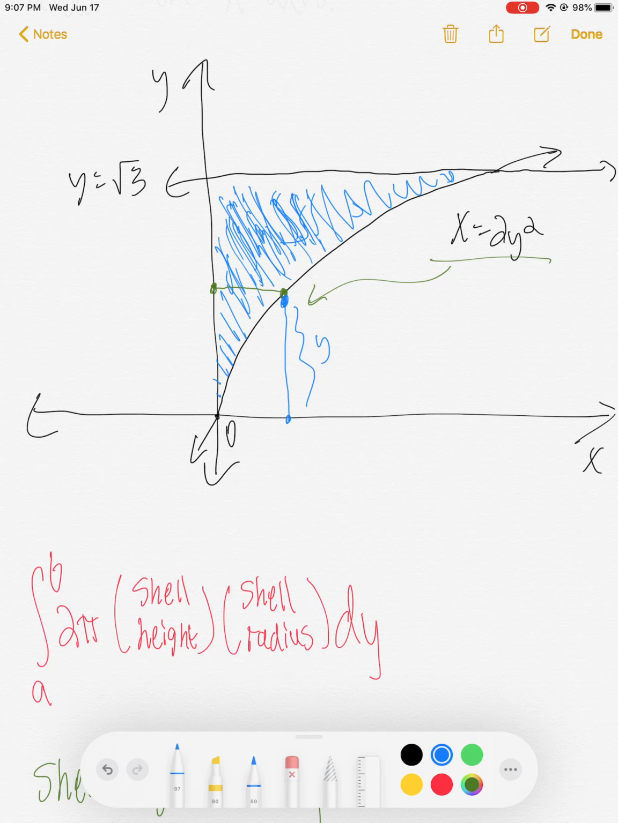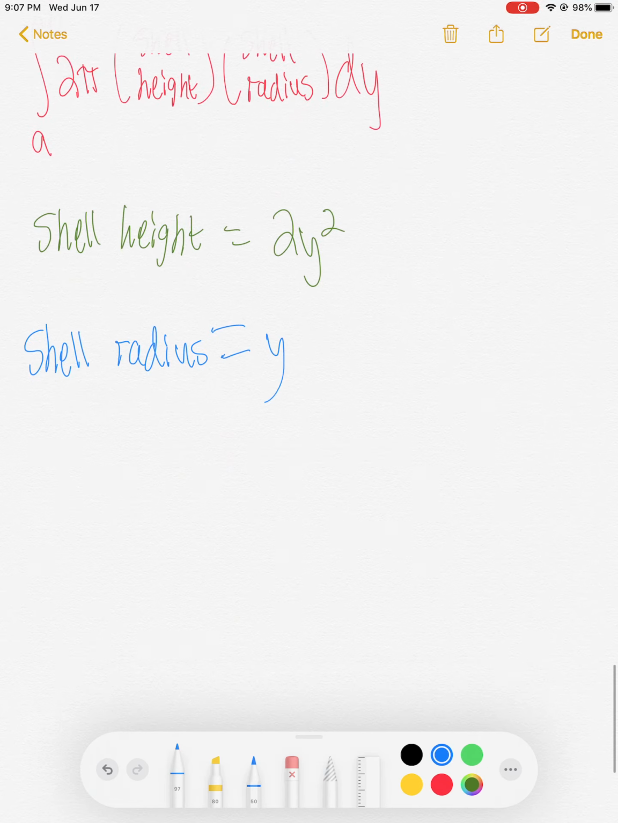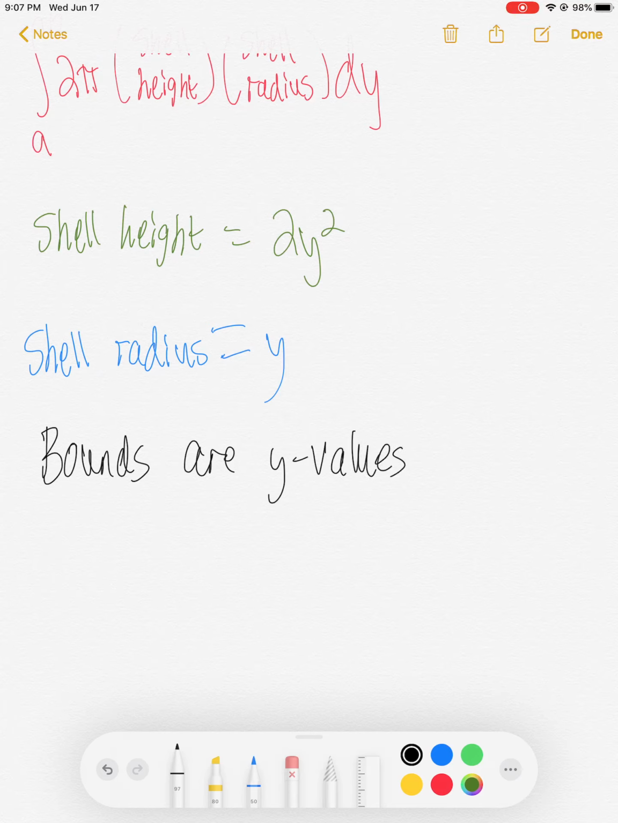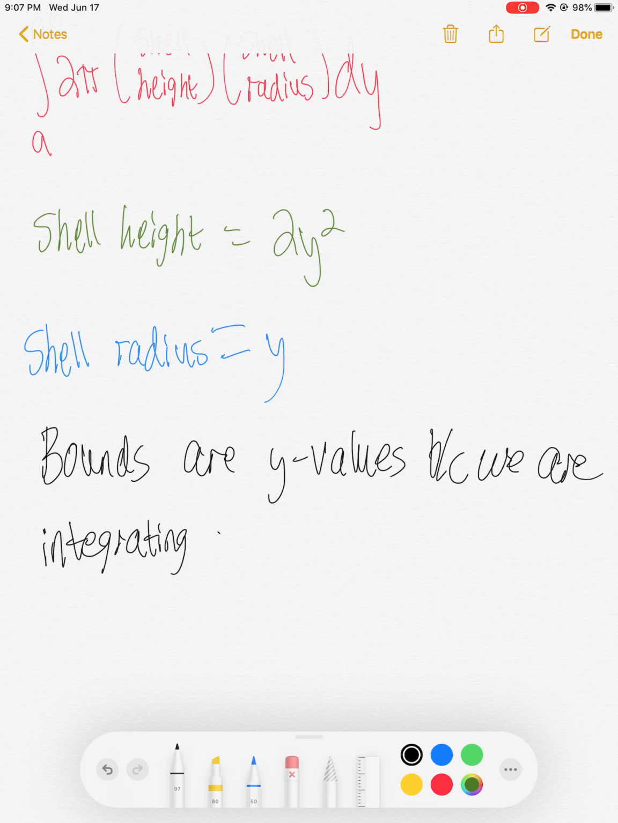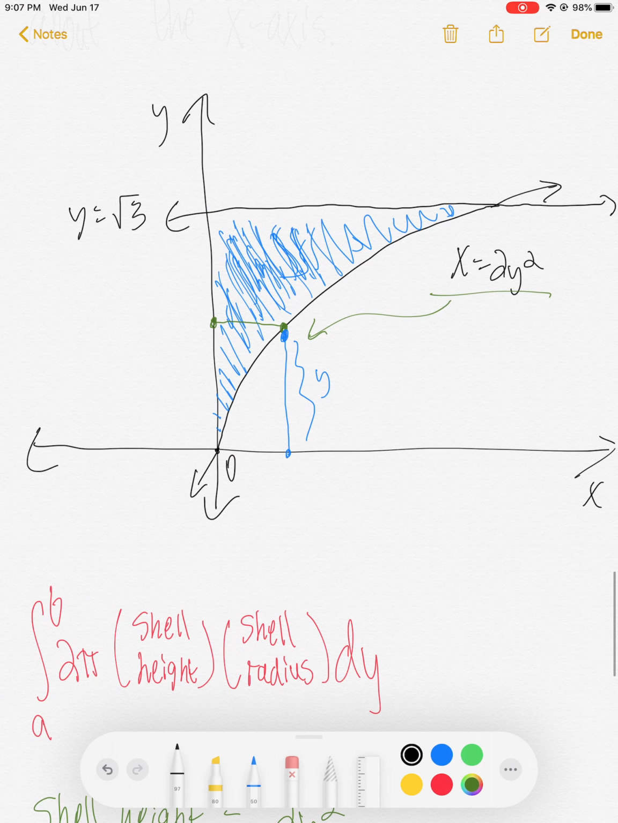Let's check out our bounds. Well, our bounds, remember, are going to be y values. So let me jot that down because that's important. The bounds here are y values because we're integrating with respect to y. In this case, we can see that our y values are very nicely defined for us. We're starting from y equals 0 down here at the origin, and we're going until we hit the line y equals root 3.